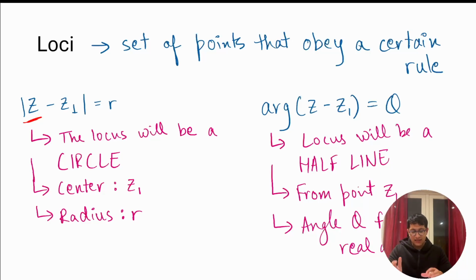Let me just read the slide out to you because this is quite valuable information. So if you ever see anything in this format, modulus of z minus z1 equals r, it will be a circle. The center will be whatever the coefficients of z1 are, and the radius will be whatever this r is. Right? And if you see anything in this format, given the argument, then it's going to be a half line. The half line is going to start at the point z1. It's going to go towards the positive real axis. So wherever the positive real axis is, it's always going to go towards it, always towards the top right. And the angle is going to be theta.